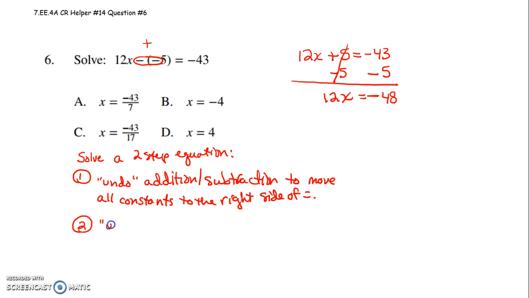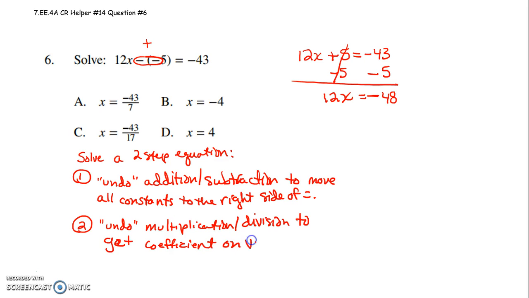Step 2, I undo my multiplication or division to get my coefficient on my variable to be a 1. So that's what I want to do at this point. In order to get x by itself, I have to get rid of this 12 in front of the x so that x can be alone. Well, what's the operation between the 12 and the x? The operation between the 12 and the x is multiplication. How do I undo multiplication? I undo multiplication using division.